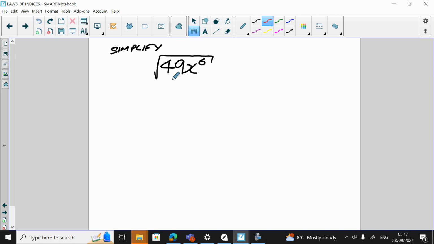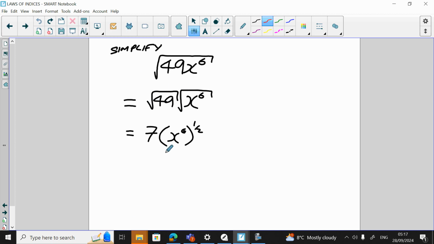Square root of 49 times x to the 6. Several ways we can deal with this. Look at the root. We can either square root them individually, or use power of a half. Let's see. Square root them individually. We can square root the 49 because it's a perfect square. That will give us 7. And I can change the square root into power of half, and that will give me 6 times a half, which gives me 7x cubed. Bingo.